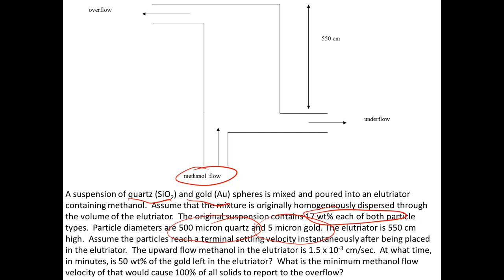The elutriator length in the vertical is 550 centimeters, and we're asked a series of questions. There's an upward flow of methanol of 1.5 times 10 to the minus 3 centimeters per second, and we're asked at what time in minutes is 50 weight percent of the gold left in the elutriator. We're also asked what is the minimum methanol flow velocity that would cause 100% of all solids to report to the underflow in the system.